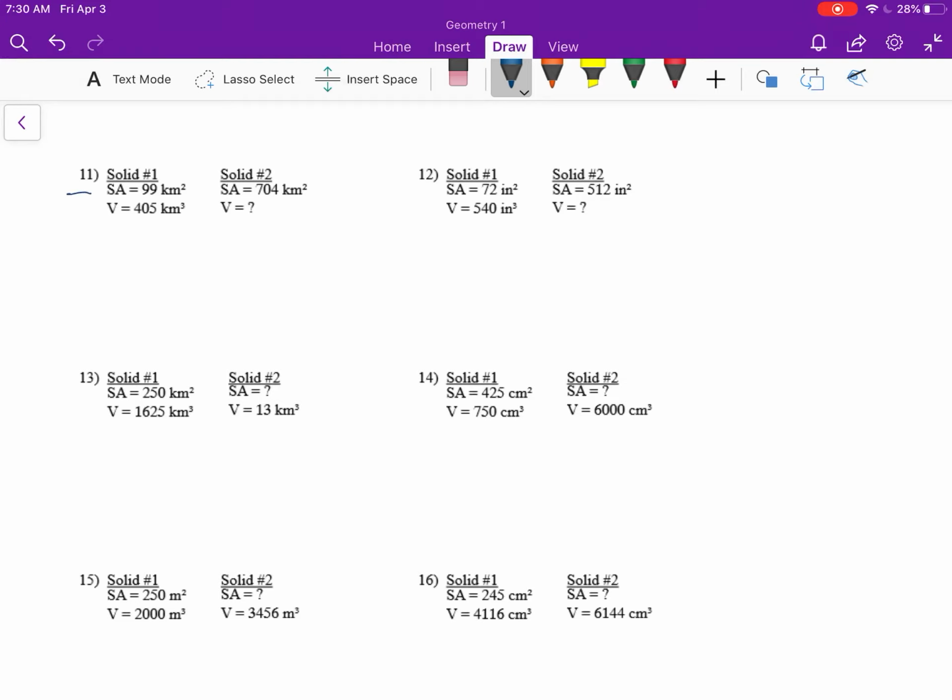What I mean by that, we know both the surface areas here. We don't know both the volumes. So we're going to make a ratio. So 99 over 704. That's the ratio of our surface areas. And now we want to reduce that if possible. So go ahead and use your calculator to reduce that.